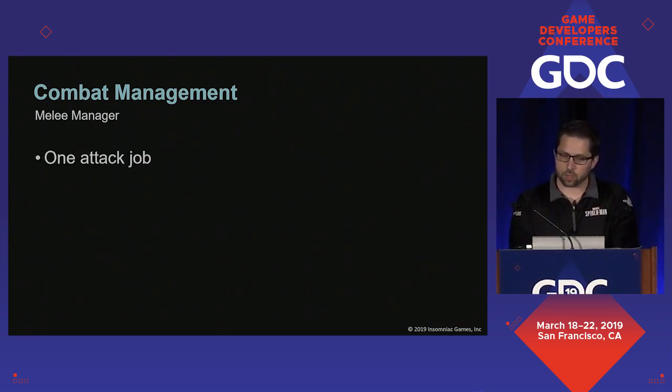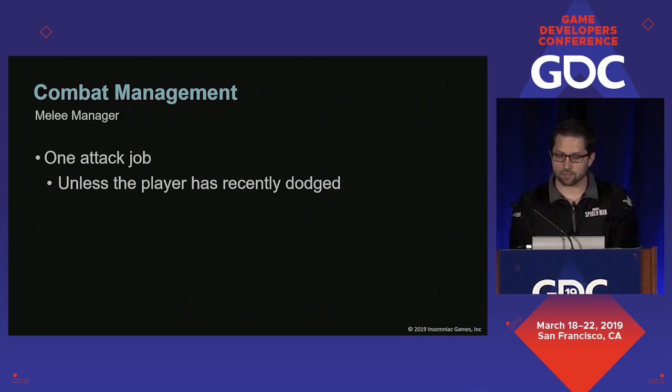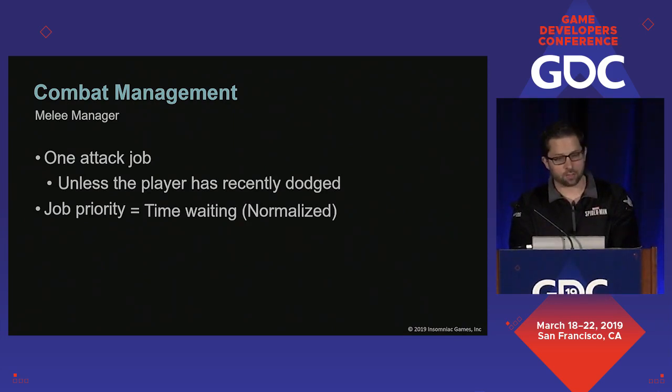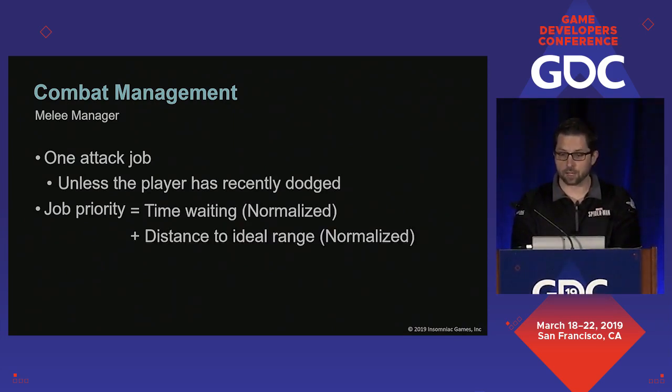We wanted there to be one attack job, unless the player had recently dodged, and then we wanted to give him a quick break to fight back. We had a simple scheme deciding which bot received the attack job. We calculated a priority that was the sum of the time the bot had spent waiting for a job, plus how close that bot was to his ideal attack range, plus a bonus value for high-priority mini-boss style enemies.